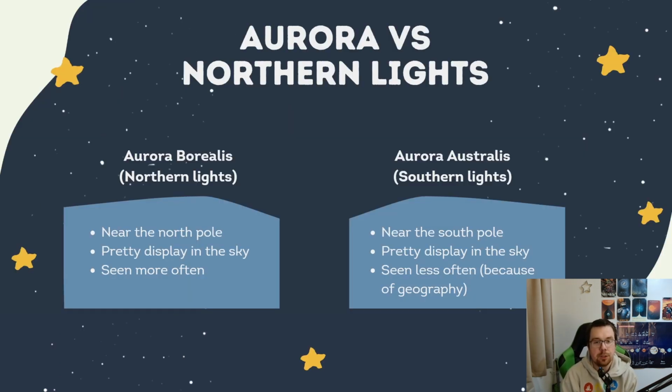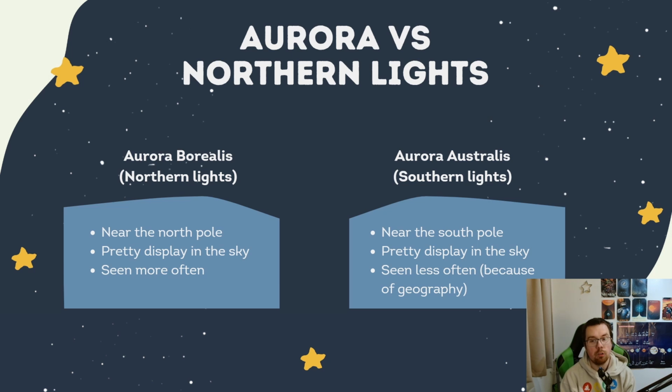So what's the difference between aurora and northern lights? They're the same thing, pretty much. Aurora borealis is the proper name for the northern lights in Latin. These are near the North Pole. They're pretty displays in the sky, and as I mentioned before, they tend to be seen more often just because there's more people and more land in the area of the Arctic Circle, because the Arctic Circle comes down to about the top of Finland, Norway, Sweden, all through Canada and Russia. So there's a lot of land there.